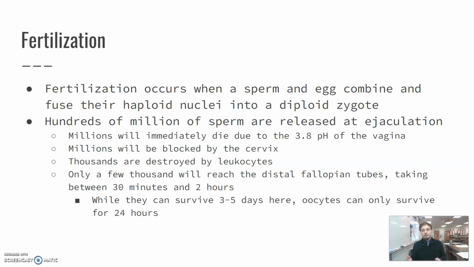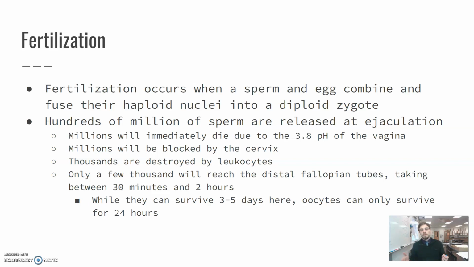Beyond that, millions of them are going to get blocked by the cervix, which is a very narrow region, and so it's going to be very few that actually end up making it through the cervix. Beyond that, there are a lot of leukocytes or white blood cells that are going to be attacking anything that hits the edges of the uterus, and so thousands of the sperm cells are going to be destroyed by the leukocytes, so that by the time we get to the fallopian tubes, and especially the distal ends of the fallopian tube where you want fertilization to occur, you're going to be left with only a few thousand out of those millions that were released initially.